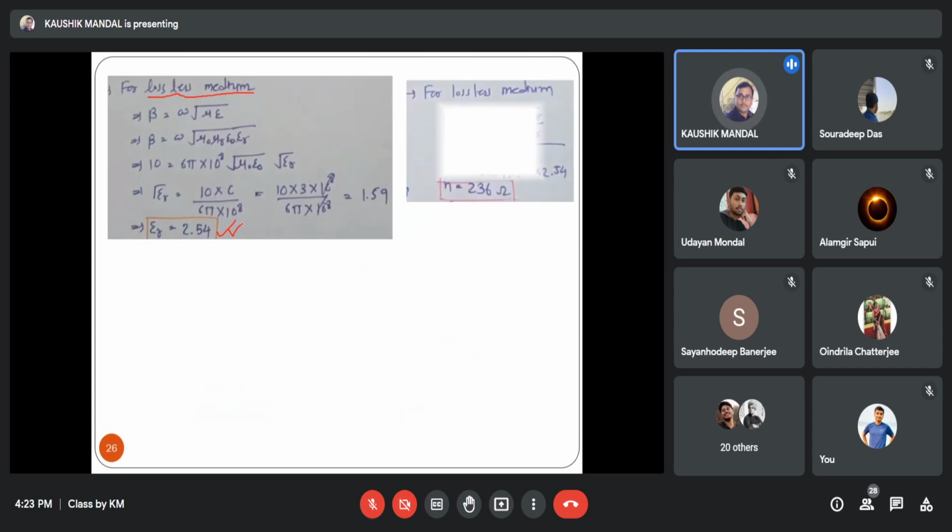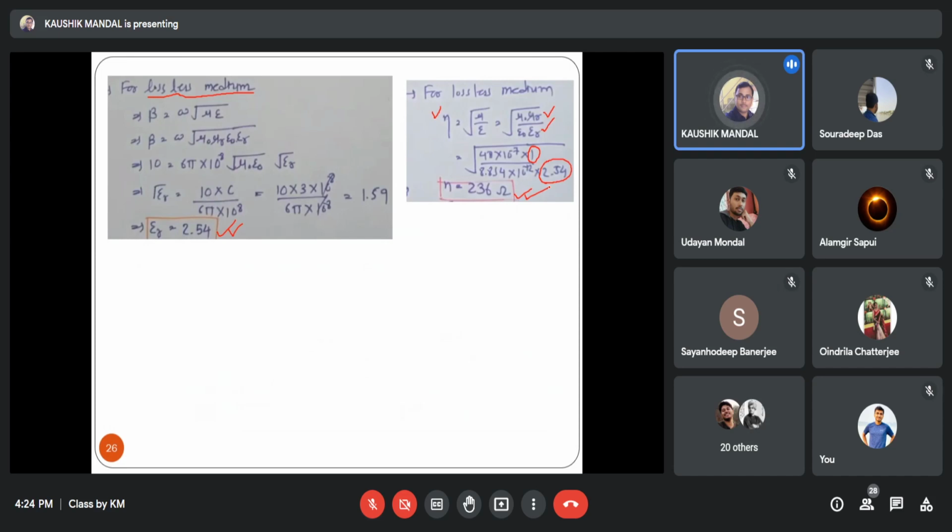Now the intrinsic impedance, we know these equations for a lossless medium. Intrinsic impedance equal to root of mu by epsilon. Now mu means mu naught into mu r, epsilon naught into epsilon r. Mu r is given, mu r is 1, epsilon r is calculated, that is 2.54. Now we just put the mu naught. Mu naught means 4 pi into 10 to the minus 7. Epsilon naught means 8.854 into 10 to the minus 12. If you calculate it, it will be around 236 ohm.